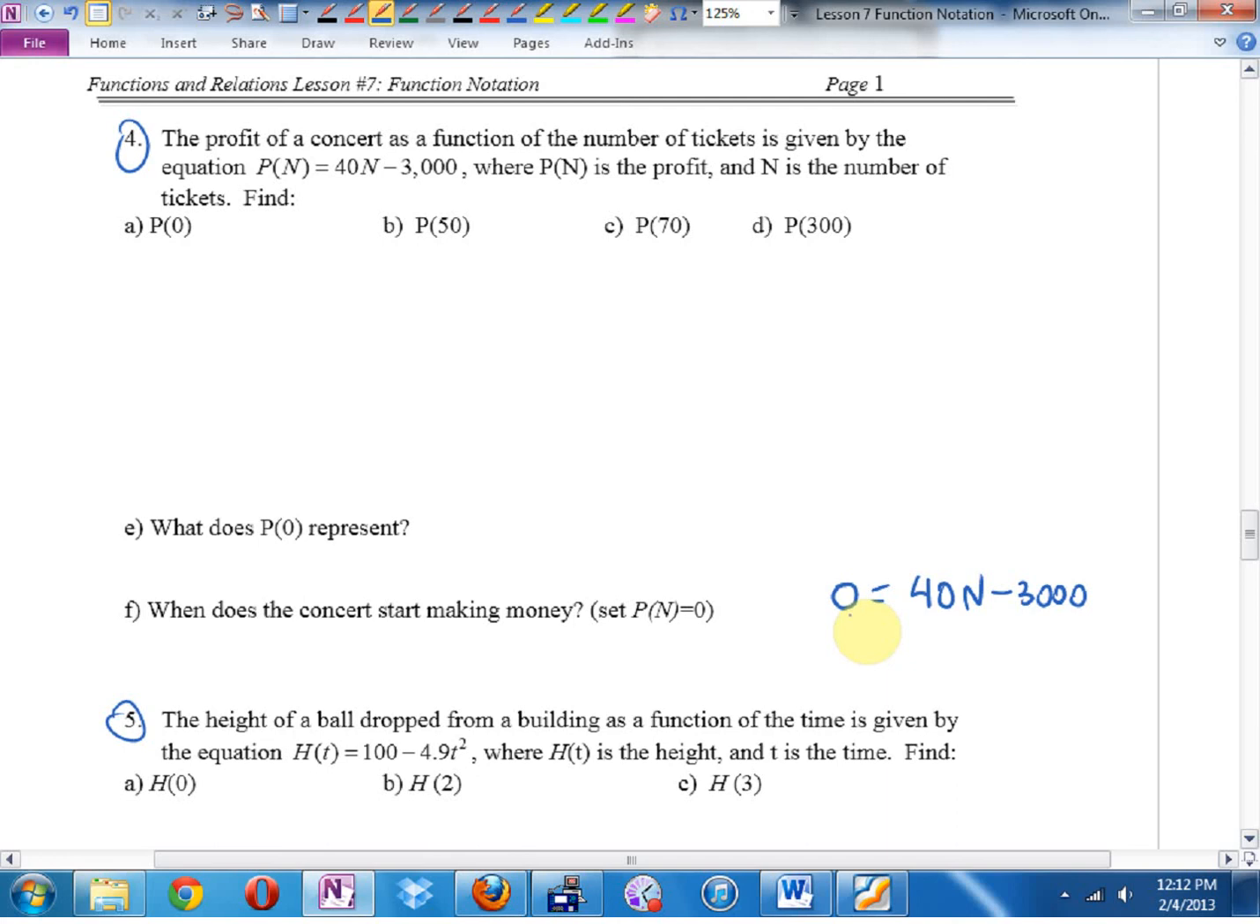How would I get the N by itself here? It's not an X, it's an N, but it's going to be the same idea. Plus 3,000, can I do that in my head? Because it's 0 plus 3,000 on the other side. I think we're going to get this. Divide by 40. So, Amy, N is 3,000 divided by 40. What is 3,000 divided by 40? 75 even? As soon as I sell 76 tickets, it's profit. If I sell less than 75 tickets, I'm losing money.